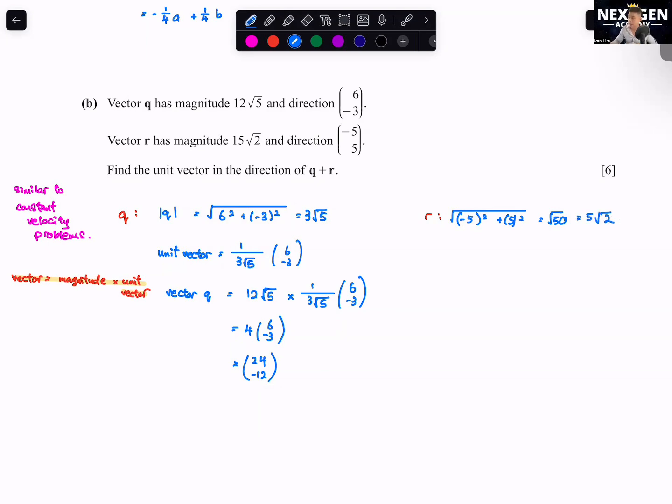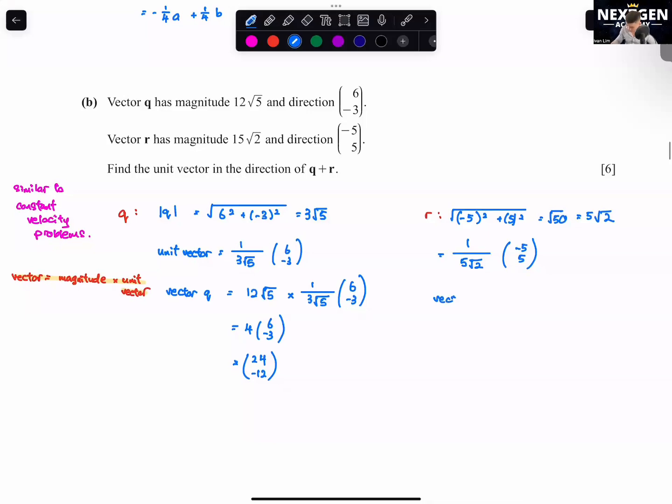We find our unit vector, which is 1 over 5 root 2, negative 5, 5. This is your unit vector. Then vector R is you take the magnitude, which is 15 root 2, multiply by 1 over 5 root 2, negative 5, 5. Simplify this: 15 divided by 5 is 3, so negative 5, 5 becomes negative 15, 15. So you got your Q and your R here.